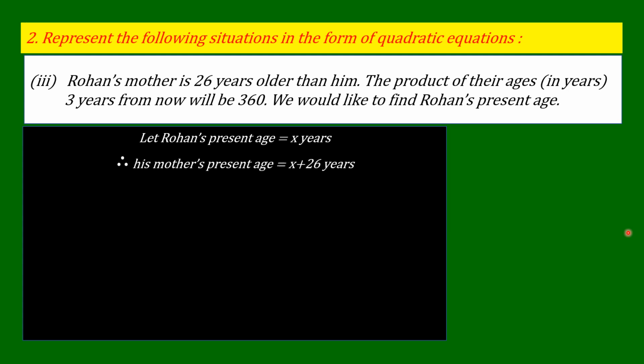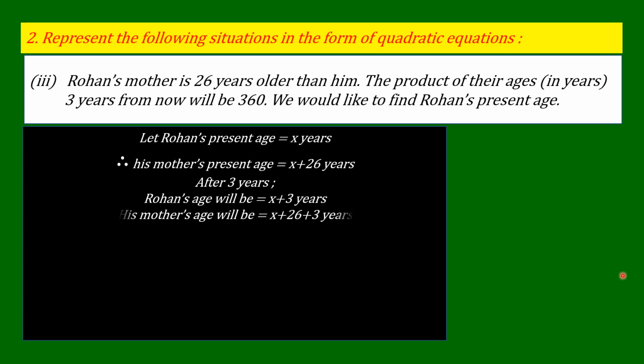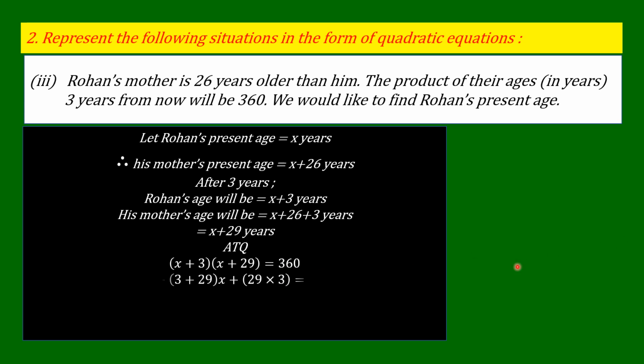So 3 years from now, before that, according to the question, his mother is 26 years older than him. So his mother's age will be x plus 26. Now 3 years from now, Rohan will become x plus 3 years old, and his mother will be x plus 26 plus 3 years, that is x plus 29 years old, right? Now, according to the question, the product of their ages after 3 years, that is (x plus 3) into (x plus 29), is equal to 360.